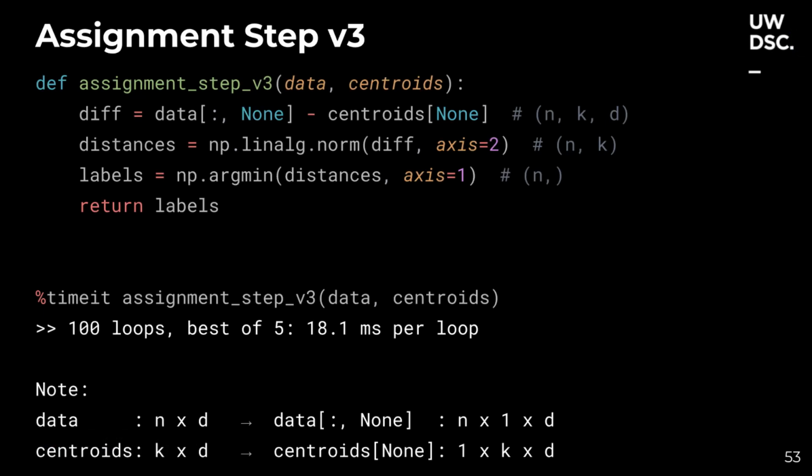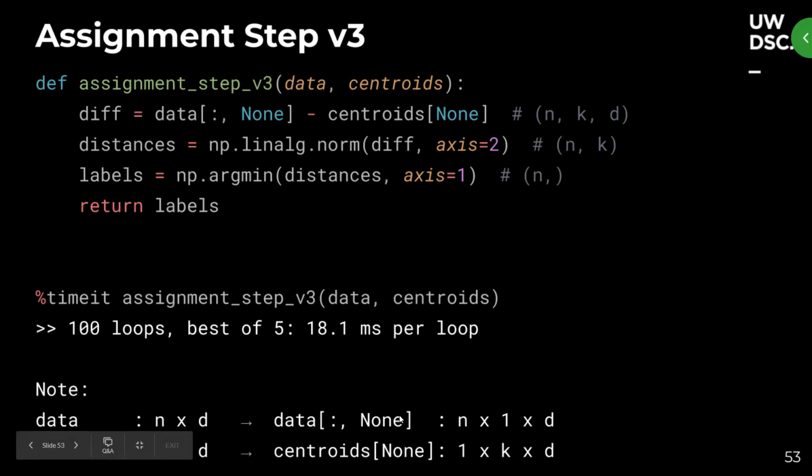And we're also not doing what we want to do. We want to take a difference between every data point and every centroid. So by doing this, this colon and the None, this colon indicates we want to select everything in that dimension, and the None indicates that we want to add a new dimension. So that way it becomes n by 1 by d.